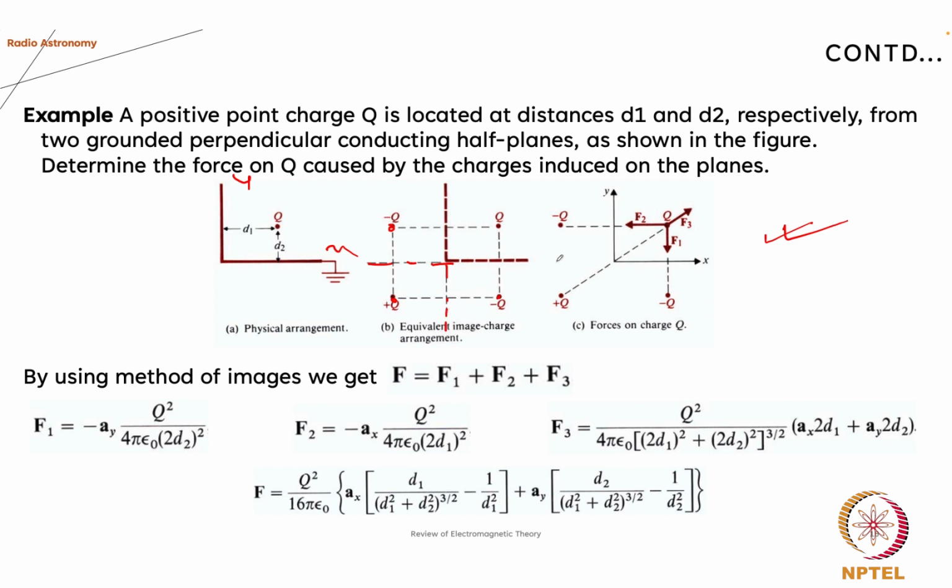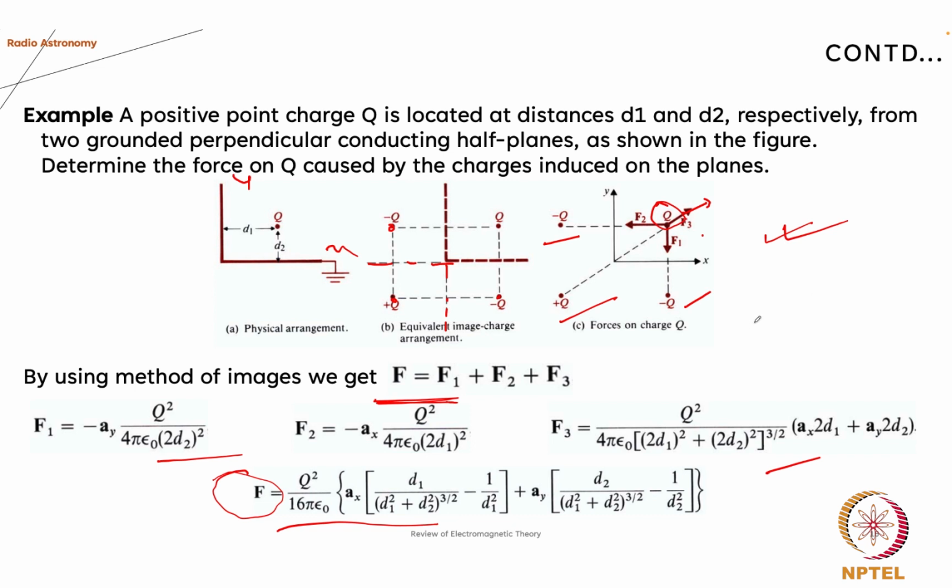So then the effective force on q will simply be the effective force by minus q and plus q, which is F1, F2 and F3. F3 is outward because positive q will generate a repulsive force on q, whereas minus q will generate an attractive force. So the equivalent force is F equal to F1 plus F2 plus F3, which you can evaluate as this, and the final force will come out as shown here.